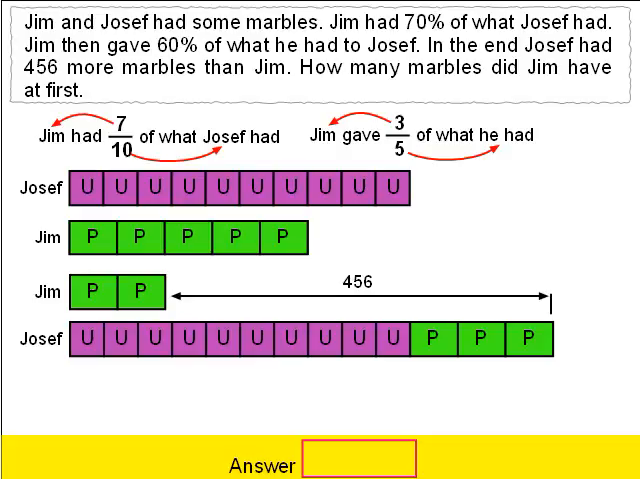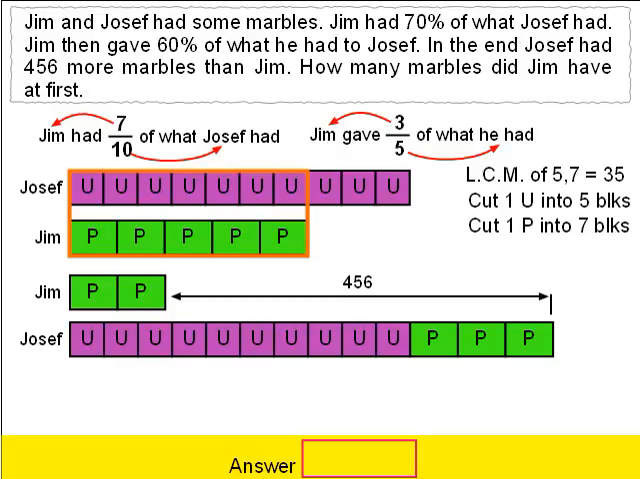Alright. Then the question asks how many marbles did Jim have at first. We're supposed to find the number of marbles Jim had at first, which is over here, 245 parts. So we got to find what is 1 part. To find that, looking at this part of the model, we know that this 7 units is equal to 5 parts. Correct? Since 7 units is equal to 5 parts, LCM of 7 and 5 is 35. We can cut the 1 unit into 5 blocks and 1 part into 7 blocks.